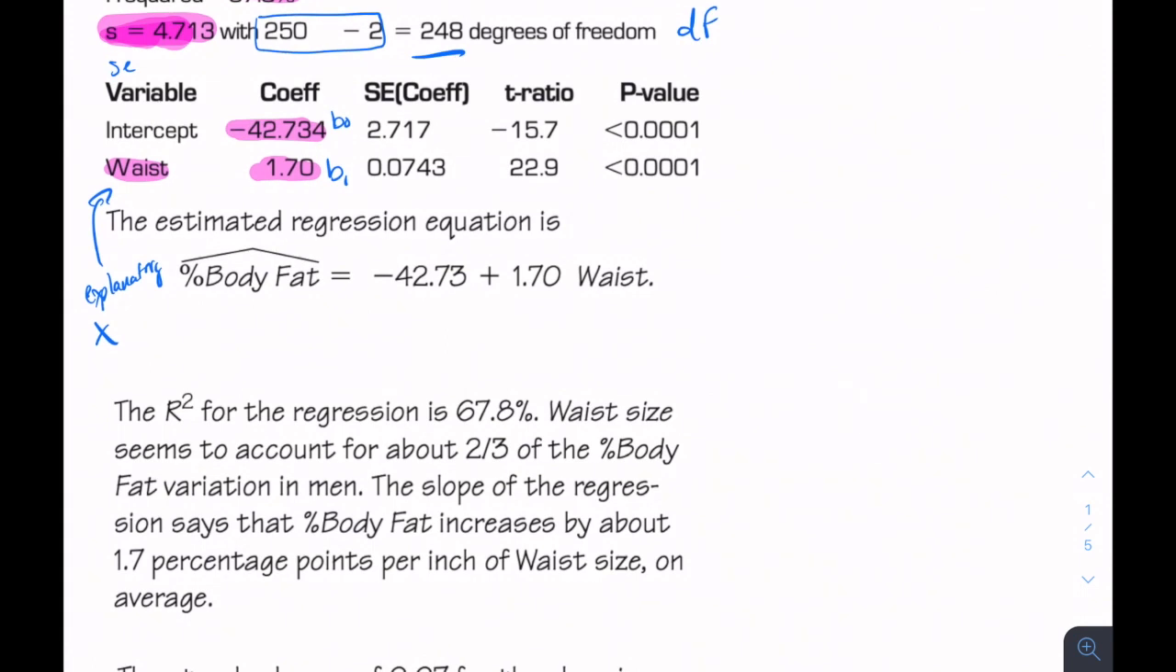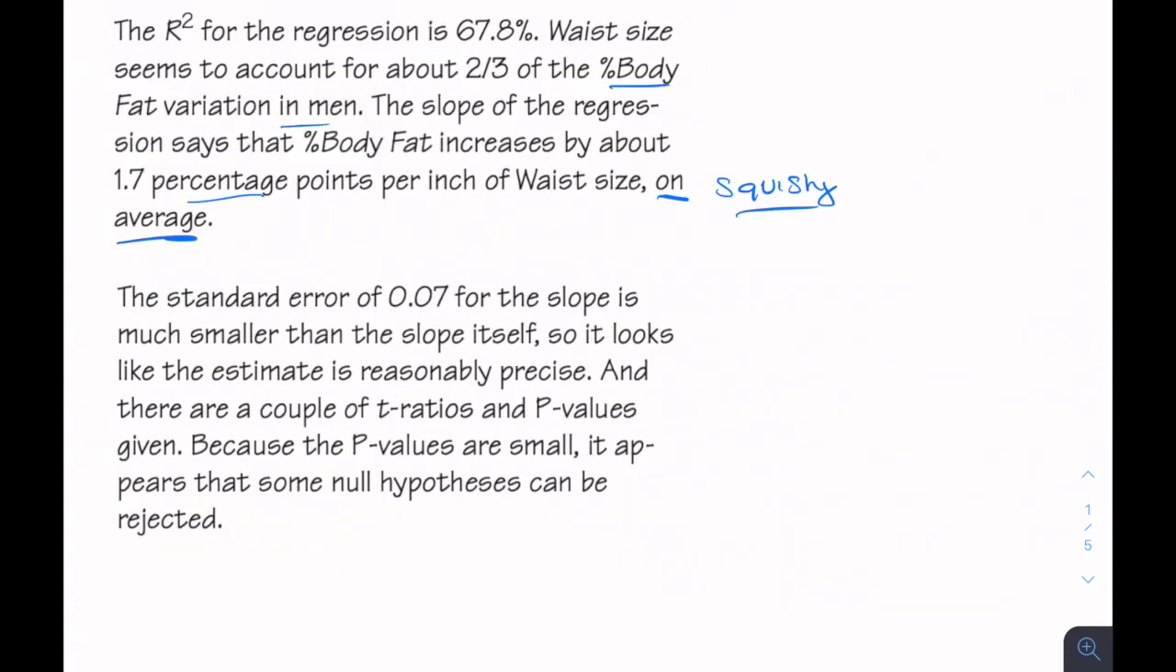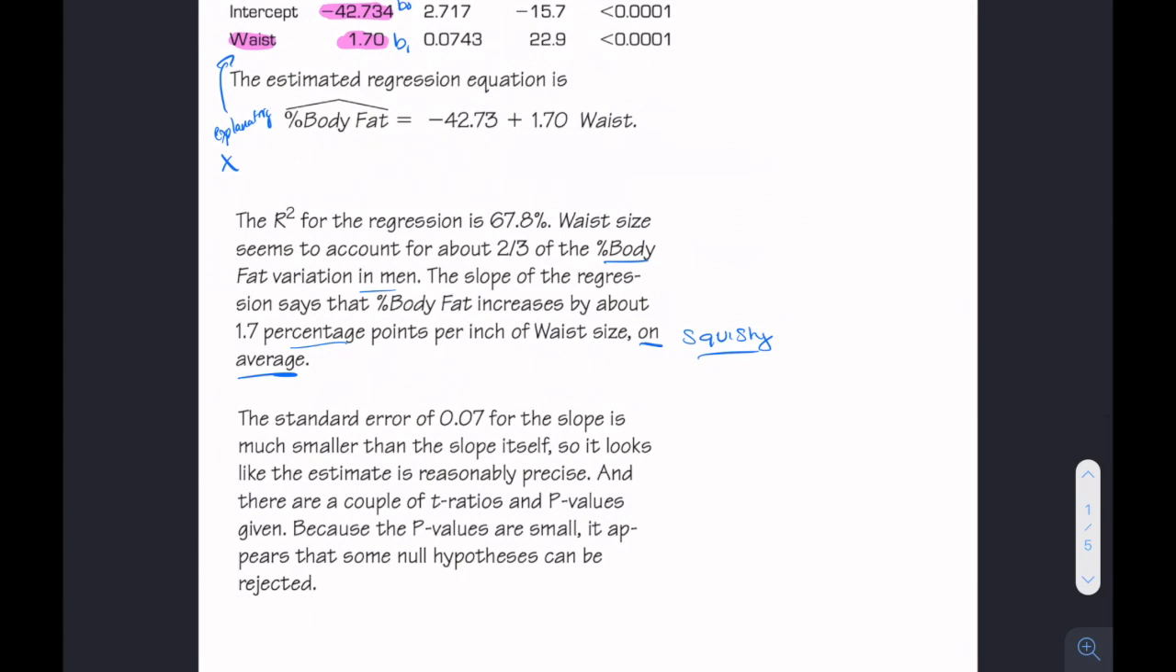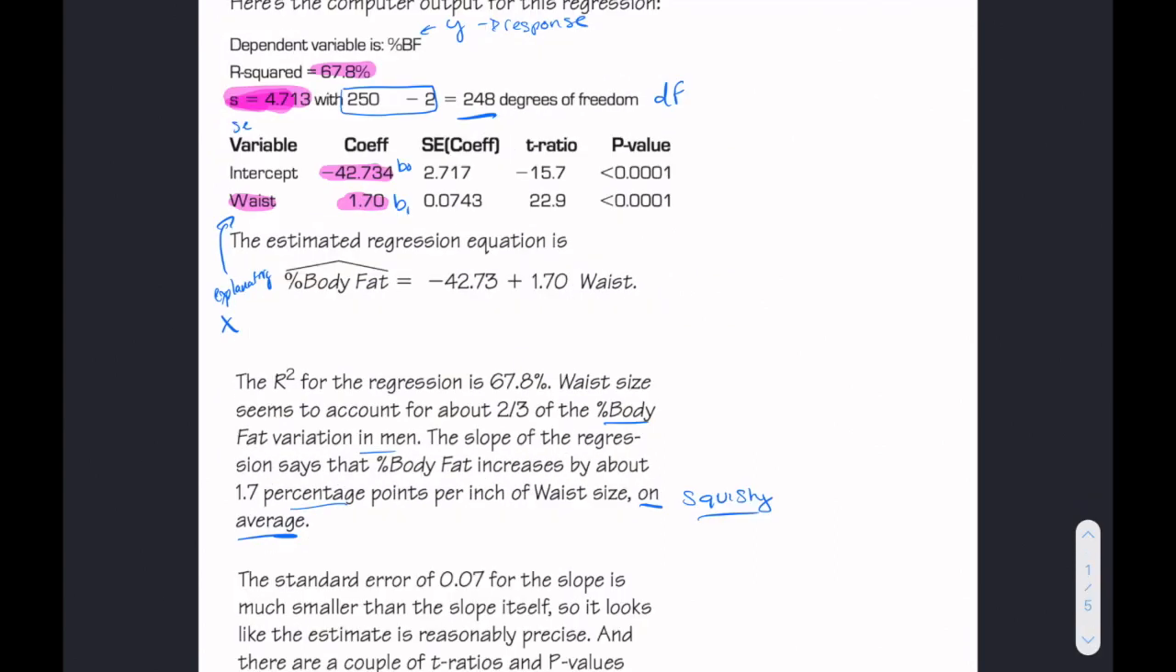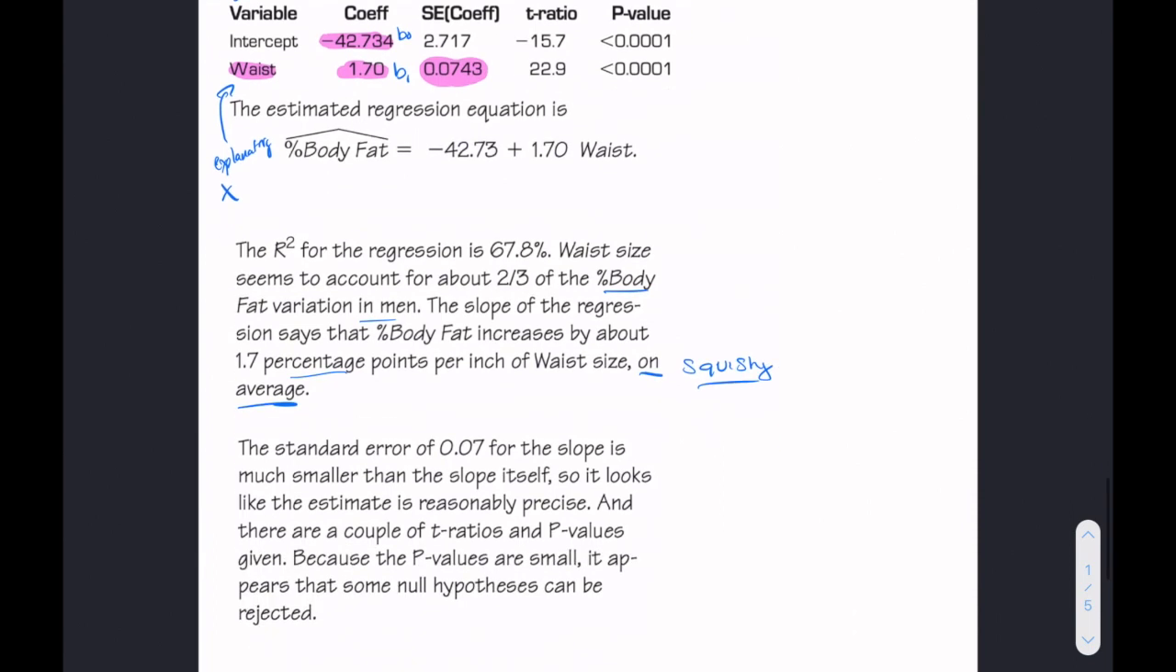Generally, we also look at our r squared for the regression, which is 67.8%. Waist size seems to account for about two-thirds of body fat percentage variation in men. The slope of the regression says that body fat percentage increases about 1.7 percentage points per inch of waist size on average, and again, those are squishy words. The standard error of about 0.07 is the standard error for the slope, which is much smaller than the slope itself, so it looks like the estimate is reasonably precise.